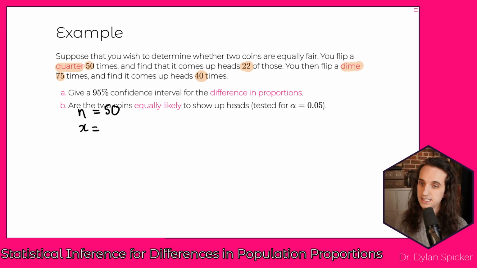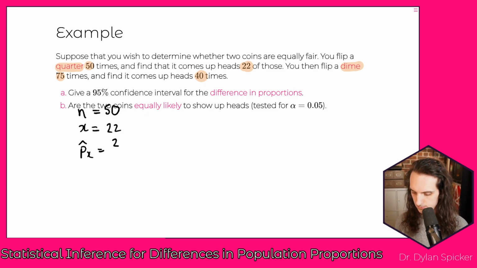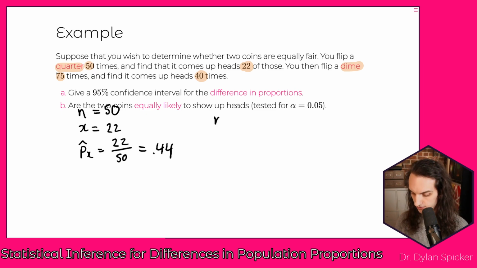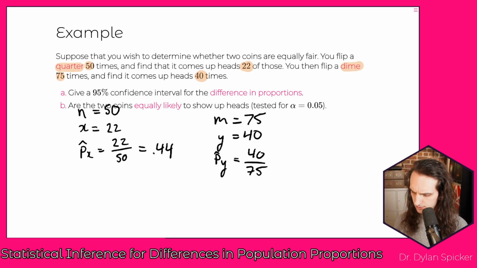We observe x is equal to 22, and so then p hat x is going to be 22 over 50, which is 0.44. So we observe a 44% proportion in our first sample. For our second sample, we take m is equal to 75. We take y equal to 40. And so then p hat y is going to be 40 over 75, which is something like 0.53.